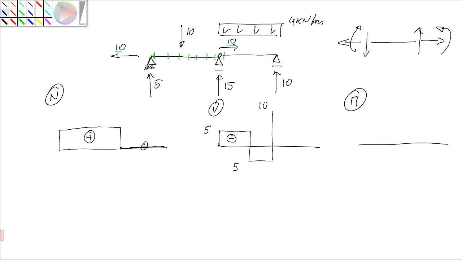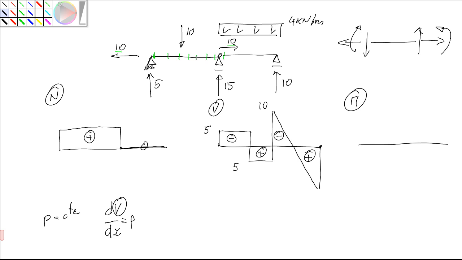From this point onward, we have a distributed force. If P is constant, since dV/dx is equal to P, it means that V is linear, and it changes by the area of this diagram. This area is 4 kilonewtons times this distance, which is 5, 4 times 5, 20. It was 10, it goes to minus 10. Something like this. And then we have a final reaction of 10 that brings the diagram back to 0, meaning it closes.